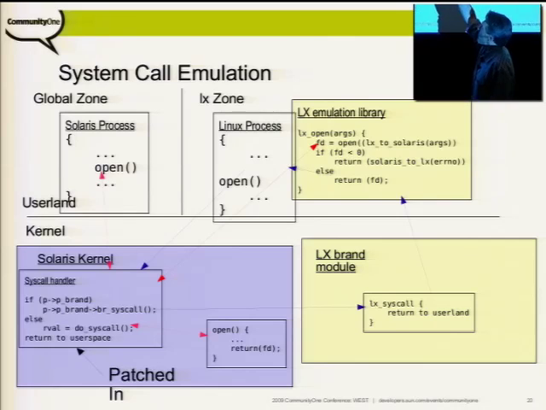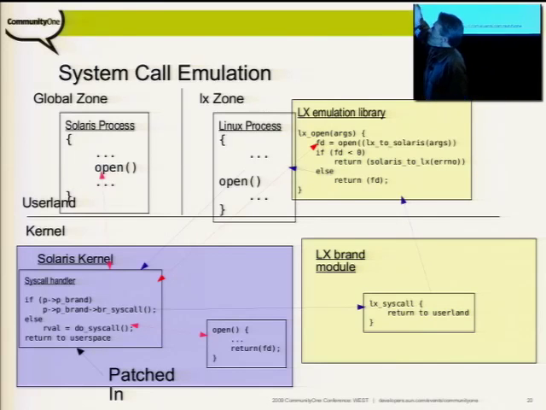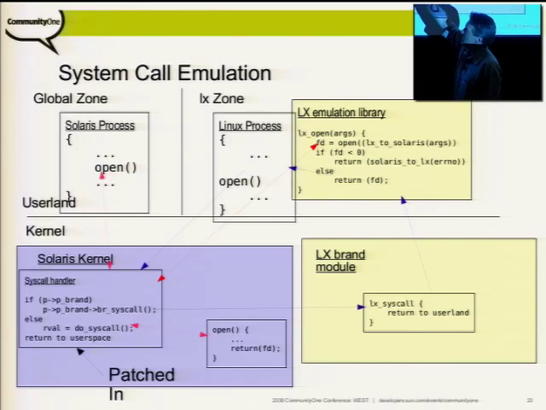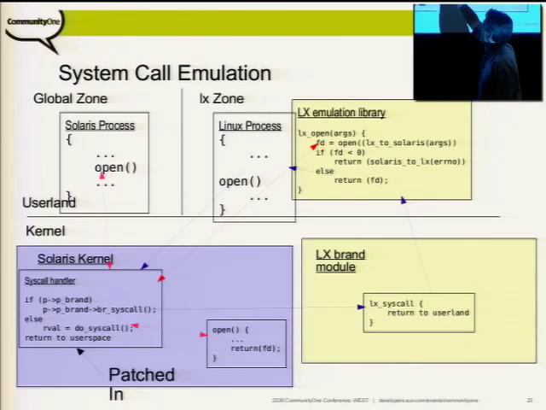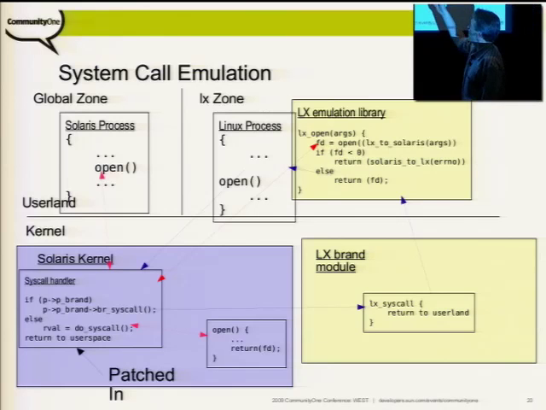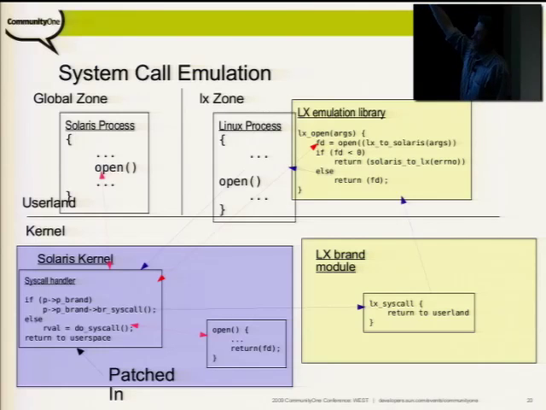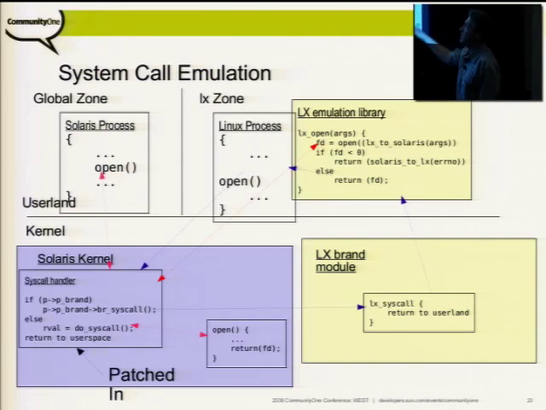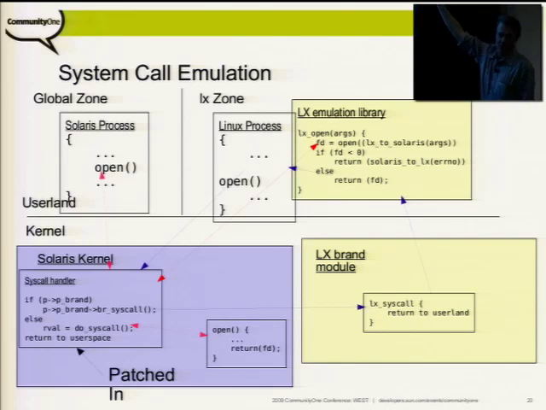So once a branded process comes in over here, you can see with the LX zone now, it does an open system call, and it comes in and says, oh, this is a branded process, so I'm going to use the Linux brand module, which actually just redirects back out to the user level code, to the emulation that's linked in to that process. It gets linked in behind the scenes when the process starts up. So the emulation is actually out there in user land doing whatever it's doing.